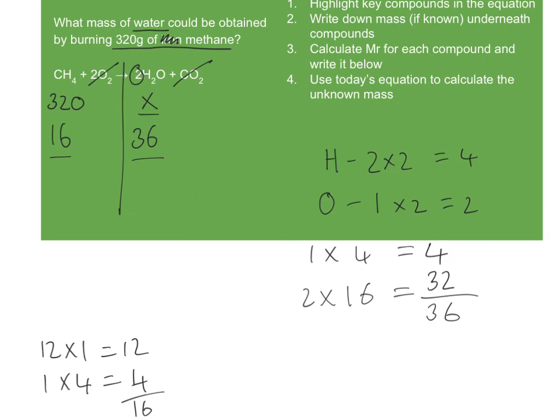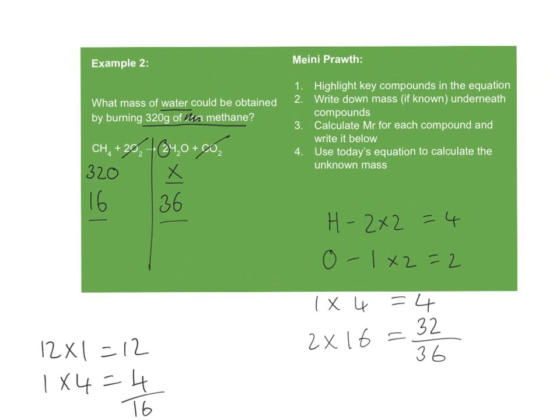And then you just want to put it into your equation. So known mass over known MR times by unknown MR. Okay, so known mass 320, known MR 16 times by 36, which is our unknown MR. Like I've said before, I would do 320 divided by 16, press equals, and then times it by 36. Okay, that gives you 720. So an awful lot of water is going to be obtained when you burn methane.